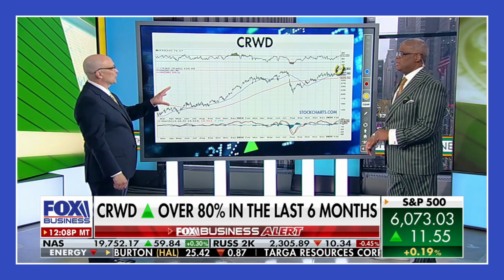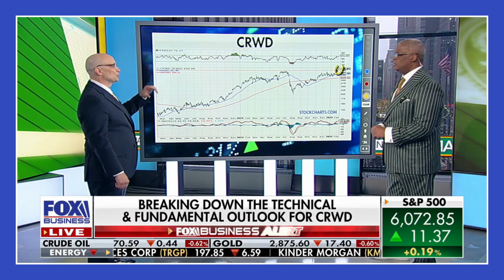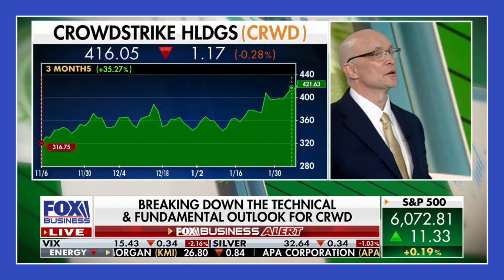This CrowdStrike chart is one of my favorite chart formations, because it just broke out over the July highs. That move over 400 is a very bullish trend signal.